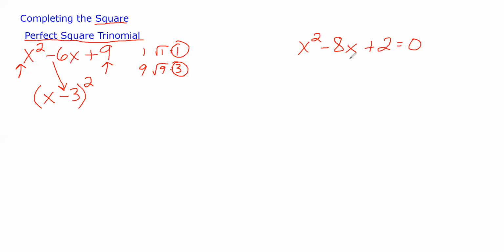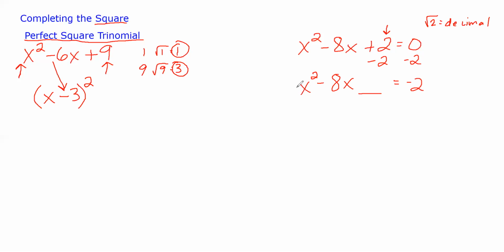So the idea here is that this is not a perfect square trinomial because of that number right there, that 2. The square root of 2 is a decimal. And so what we're trying to do is complete it so that it becomes a perfect square trinomial. So what we've got to do is move that 2 out of there, leaving space for something that would give us a perfect square.